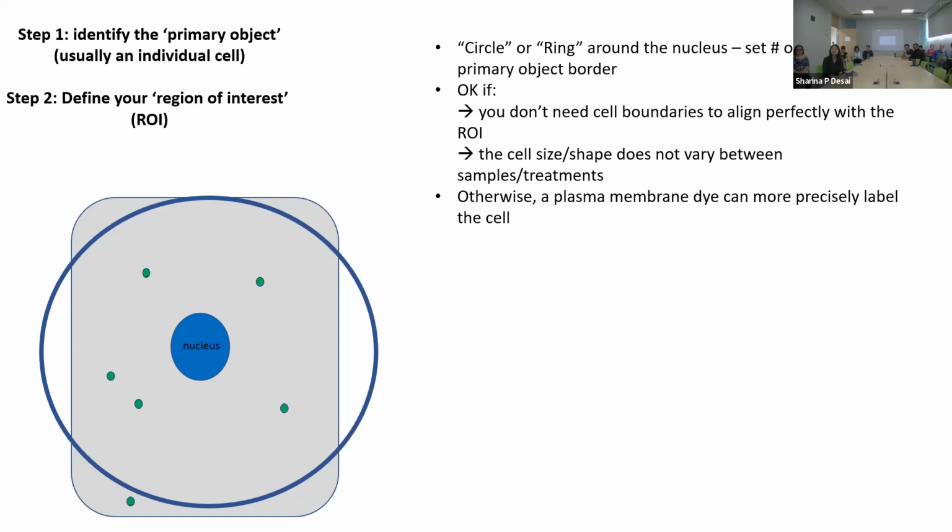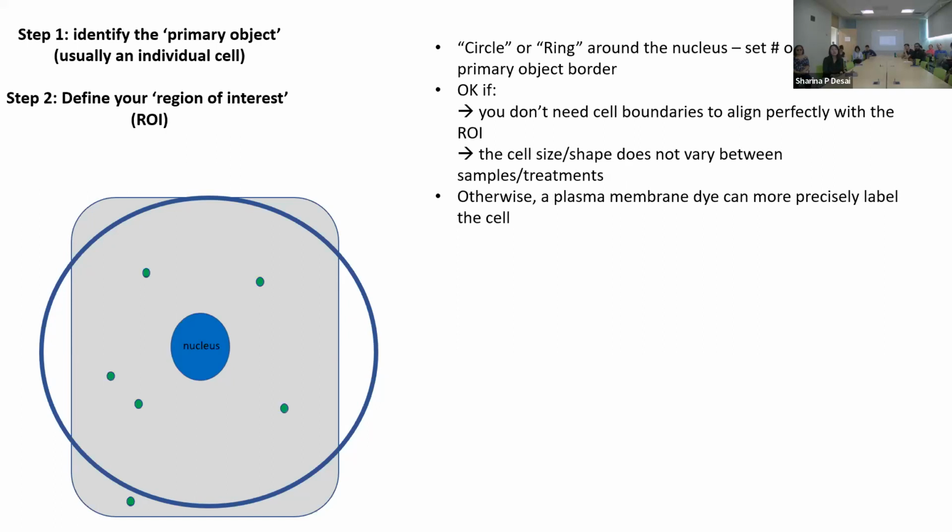For most, but not all of our applications, we can just tell the software to generate a ring or circle around the nucleus of a specified diameter. And that is usually good enough. You can see in this example here, this blue circle would be our ROI. It's not perfect. Sometimes it will extend outside of the boundary of the cell. Sometimes it won't cover all the cell. Sometimes we may miss some of the things that we want to measure.